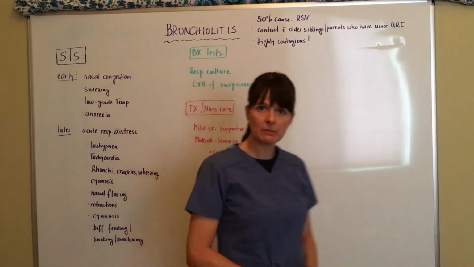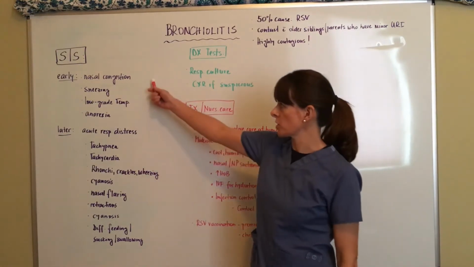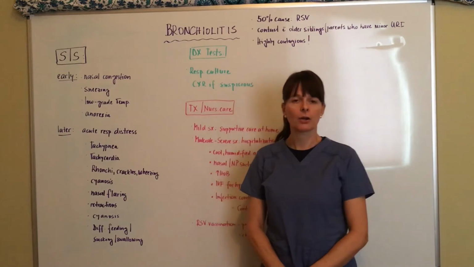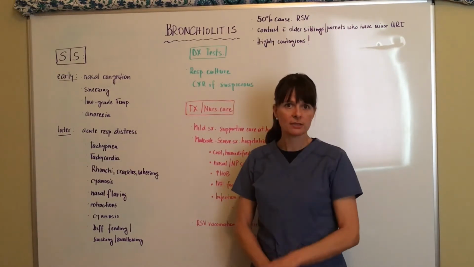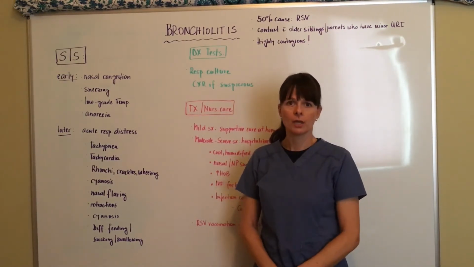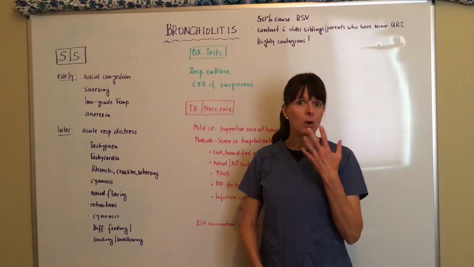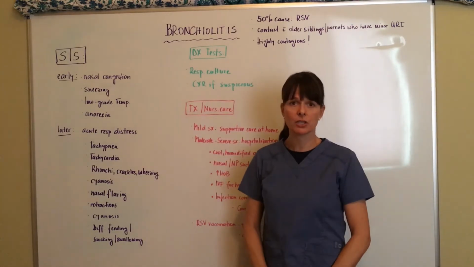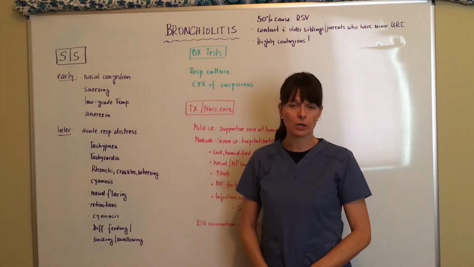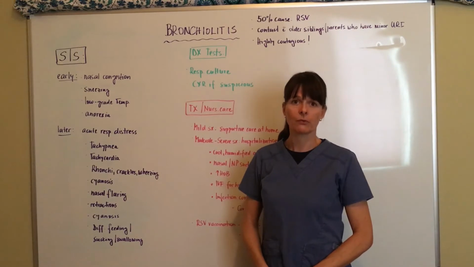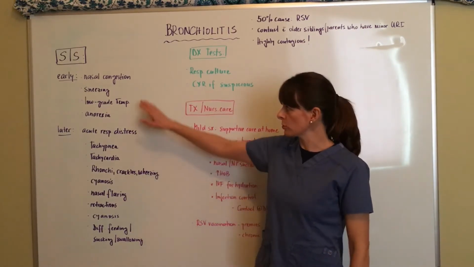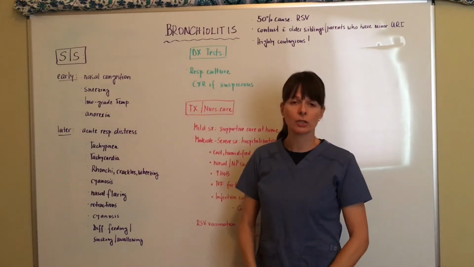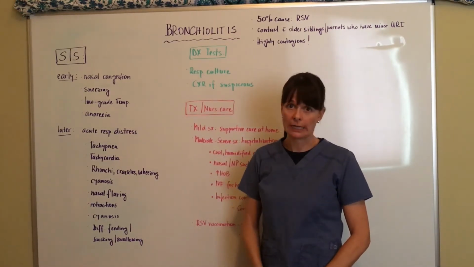So signs and symptoms include nasal congestion. That's a big one. Because we know that small children are unable to clear their noses themselves, they can't blow their nose, and also they mostly breathe through their noses. So if they have a lot of mucus buildup, lots of nasal congestion, that is basically an airway obstruction and can lead to some really big problems. They might also be sneezing, having a low-grade temperature, and anorexia, because we know that children, when they're ill, they just don't want to eat.